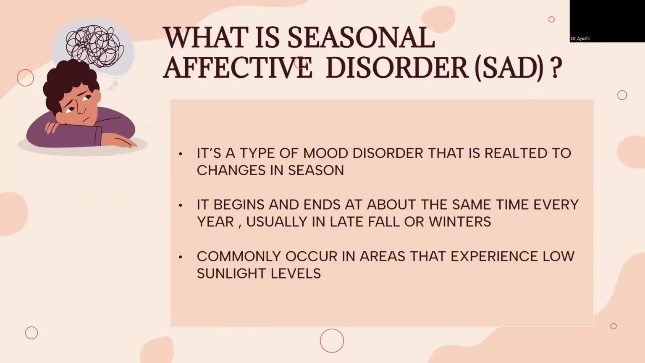First of all, what is seasonal affective disorder or SAD? It's a type of mood disorder which is related to the changes in season. Basically, it is a type of depression that is related to changes in seasons. It begins and ends at about the same time every year, as the season comes, and it goes off as the season goes. Usually, it occurs in late fall or winters, and in very few people, it may also occur in summer season. That is called summer sadness or summer depression. It commonly occurs in areas that experience low sunlight levels.